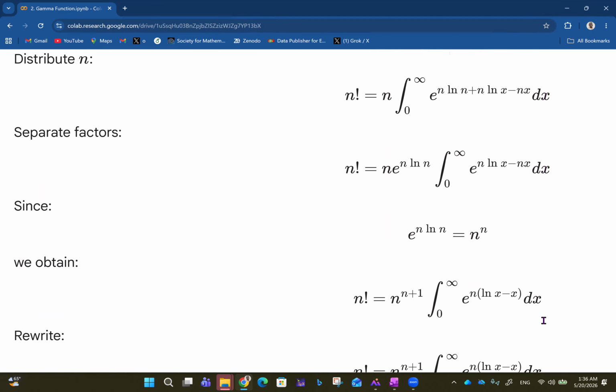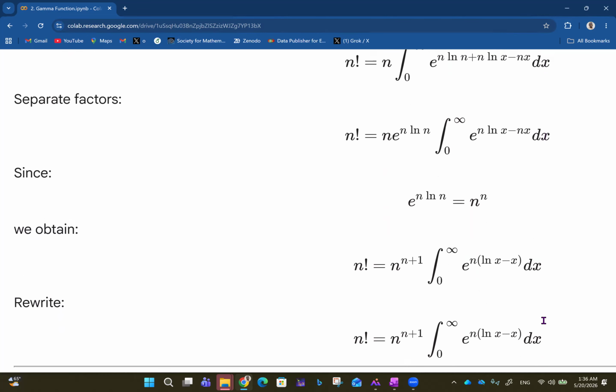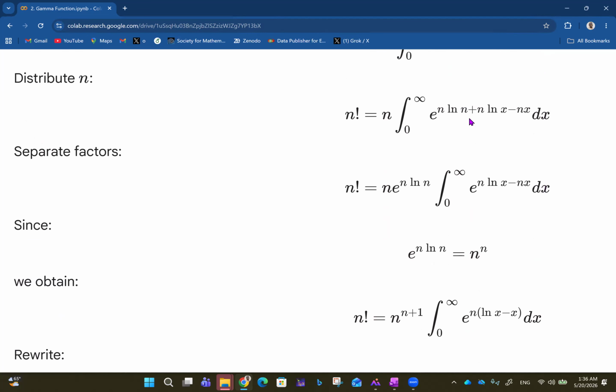So we can separate factors. You bring out all the constants, because anything that doesn't involve x, you can move out. So e raised to the power n ln n, you can bring that out, and n is here already, you bring that out. But the parts containing x, that's e raised to the power n ln x minus nx, you keep under the integral because the variable we are dealing with is x. And since e raised to the power n ln n is as good as n raised to the power n.